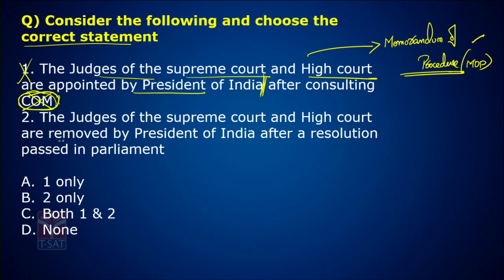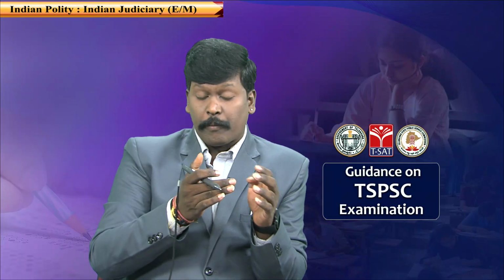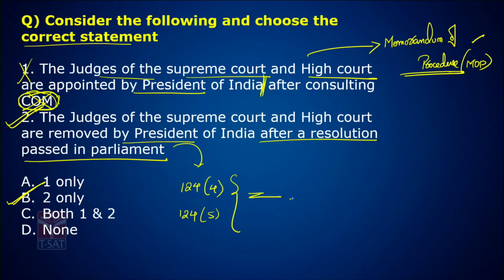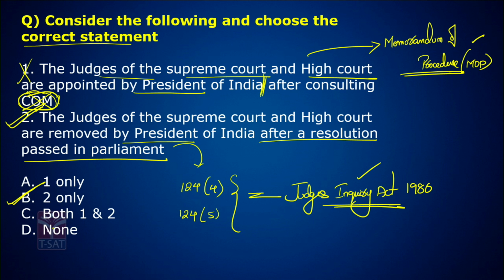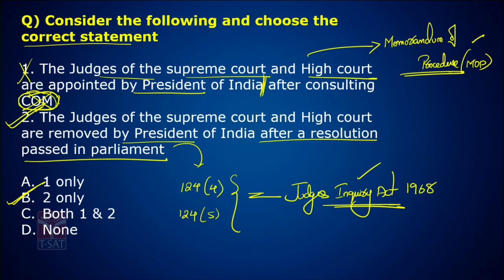The judges of the Supreme Court and High Court are removed by the President, correct? After resolution passed in the Parliament, correct? This is correct. Answer is B. According to Article 124 Clause 4 and Clause 5, which deal with the removal process, Parliament has to give a law for procedure to remove the judges of the Supreme Court and High Court. And did Parliament give a law? Yes, it gave a law in 1968 called Judges Enquiry Act of 1968, not 1986. Judges Enquiry Act of 1968, right? So this is your answer B.